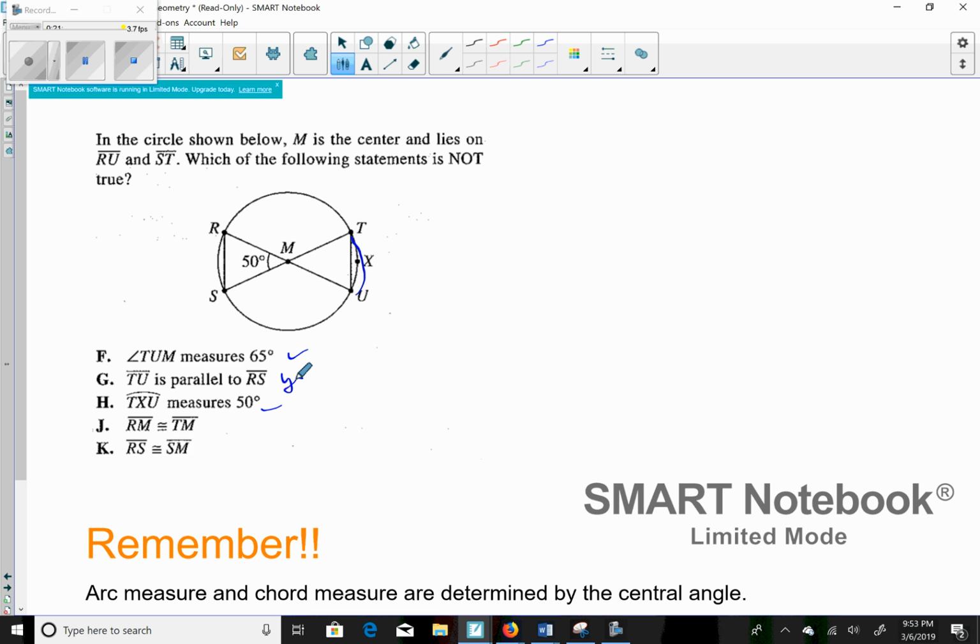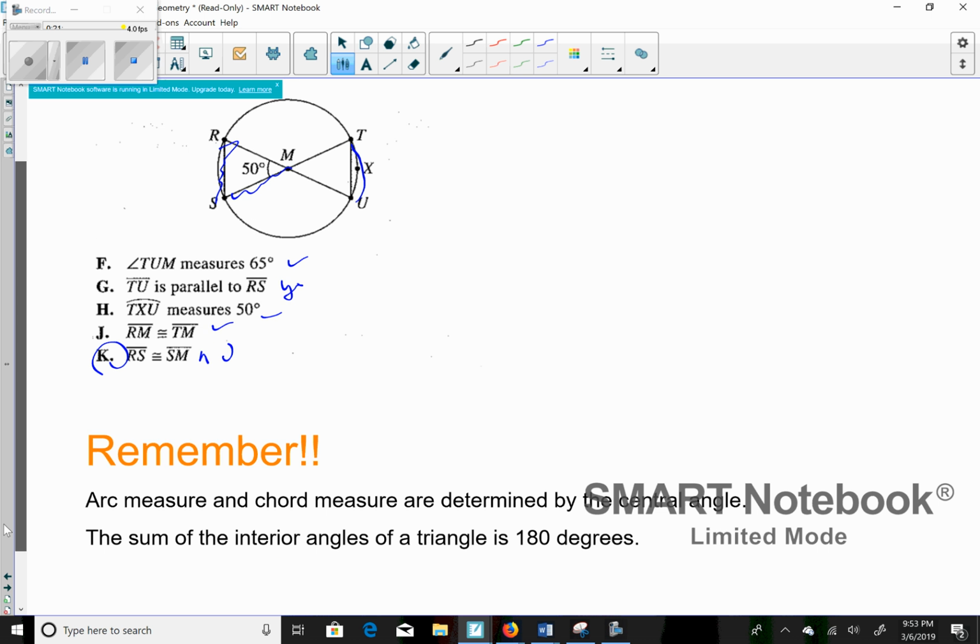RM is congruent to TM. Well, yeah, that has to be true. And then the last one is RS is congruent to SM. So they're saying RS is congruent to SM. And that one is the one that is not true. So that is choice K.